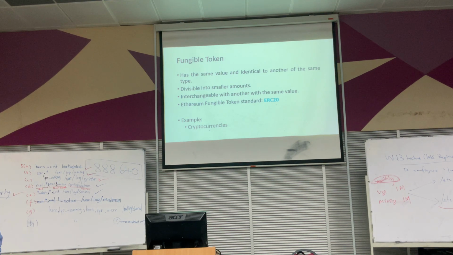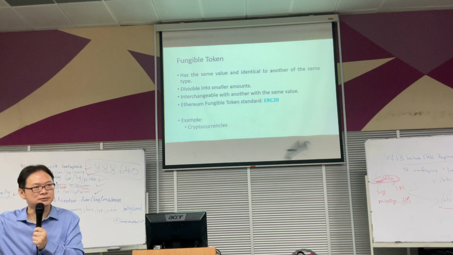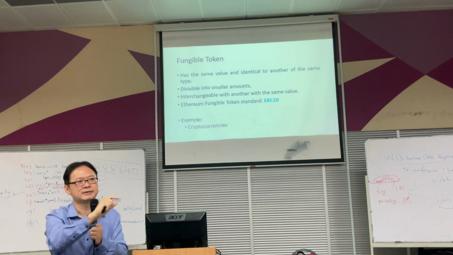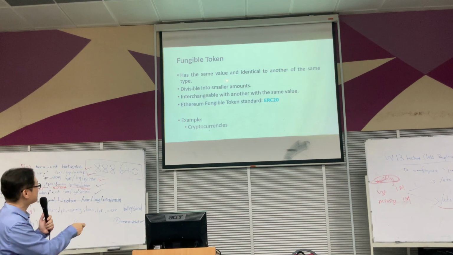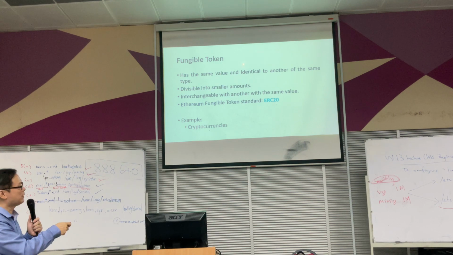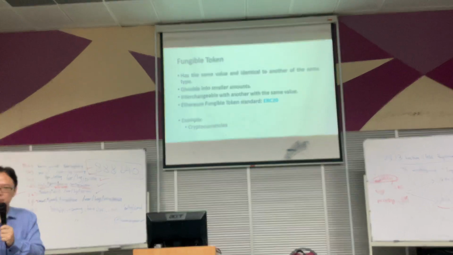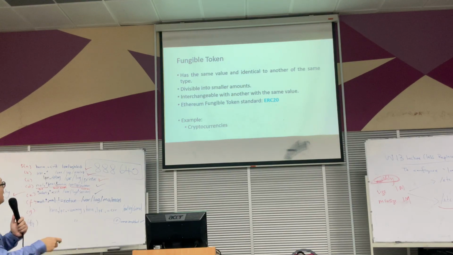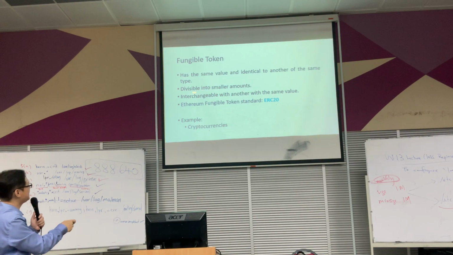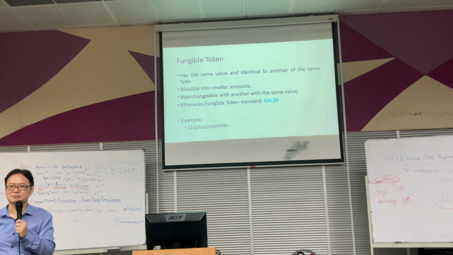This one Ether here and another one Ether here, they are no different. There's nothing unique to this piece of Ether, and the other one also. They are exactly the same, exactly identical to another of the same type. One Bitcoin is equal to one Bitcoin. Five Bitcoin is also equal to five Bitcoin. And they can be divided into smaller amounts.